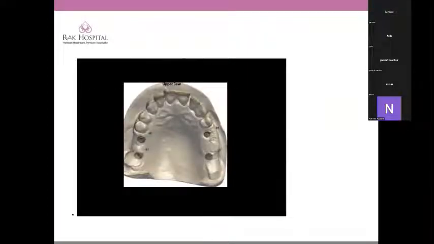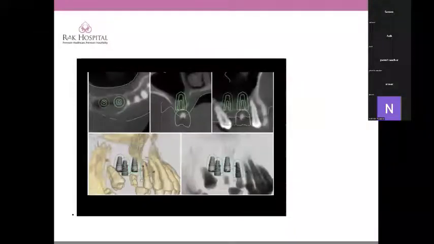This is the upper jaw. These are again virtually created places where we have to place implants. And then we already know that we don't have enough bone. We'll have to do a sinus graft in this situation. You can see most of the implant is in the sinus, and there is not enough bone. So all this is very easy.